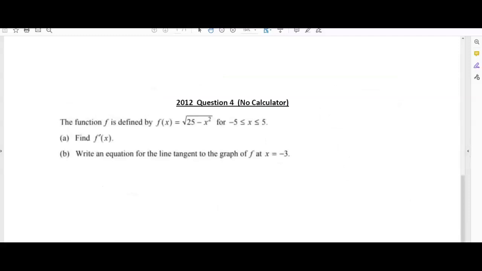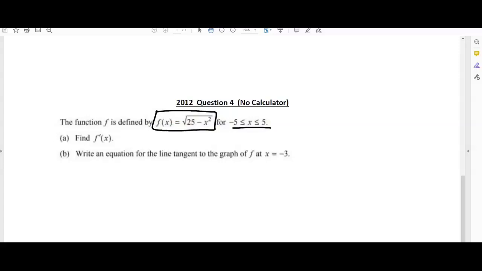All right, this was 2012, question number 4. Once again, we're not using a calculator. We have a function, looks like that. They're giving me an interval. Now they want me to find f prime of x.